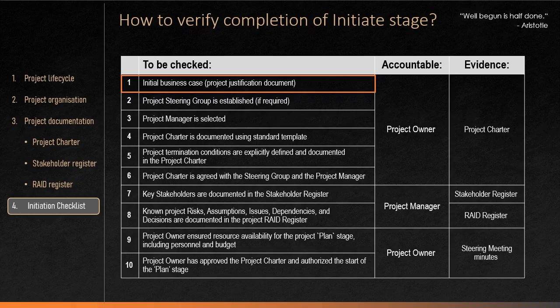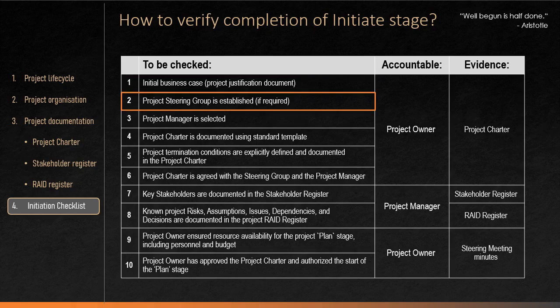The first requirement is that the initial business case or any other project justification document has to be available at the initiation stage of the project. The reason for that is that without that document, it will be difficult to convince stakeholders about the value of the project and later on to check if the value actually was realized.